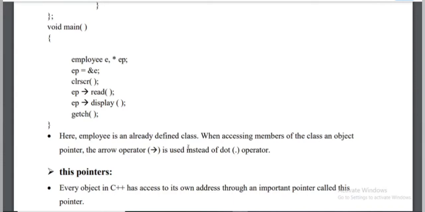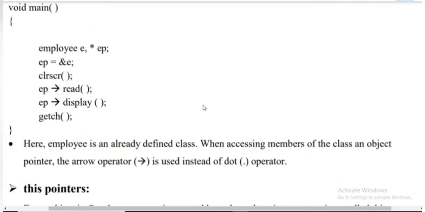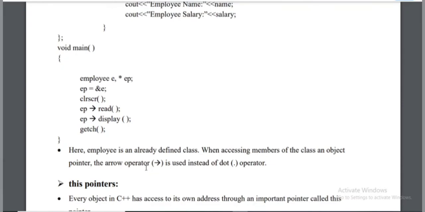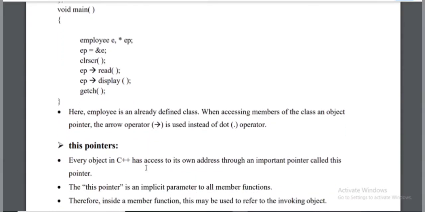Employee is an already defined class. As we all know, employee is a class name. When accessing the members of a class through an object pointer, the arrow operator is used instead of the dot operator. Okay, when we use an object pointer to fetch a member function, at that time we have to use the arrow operator instead of the dot operator. So this is regarding object pointer.